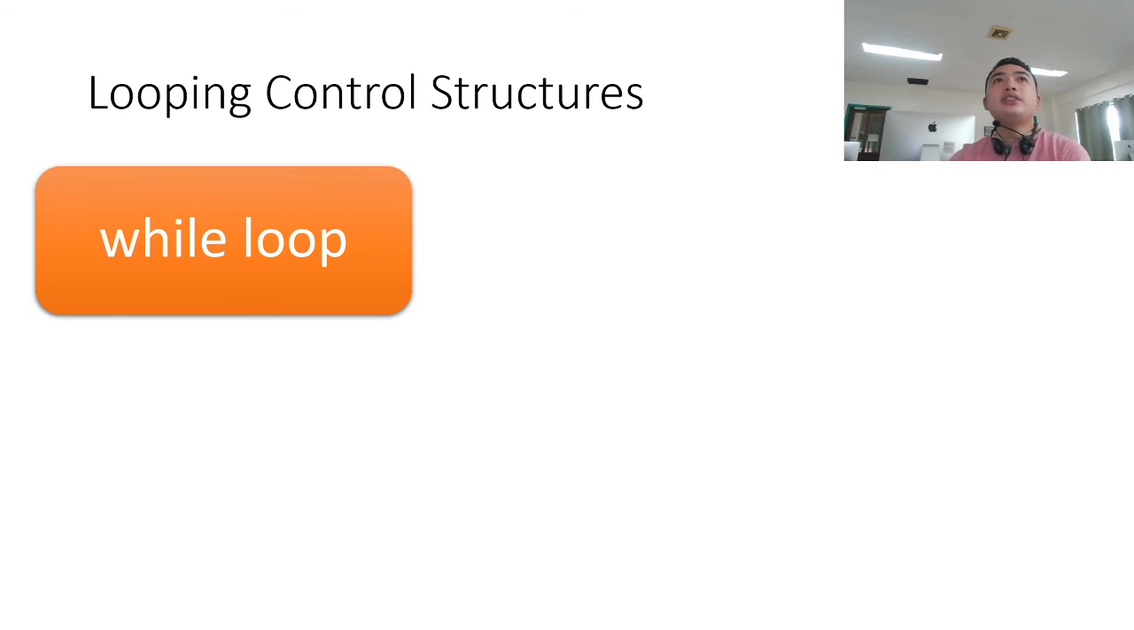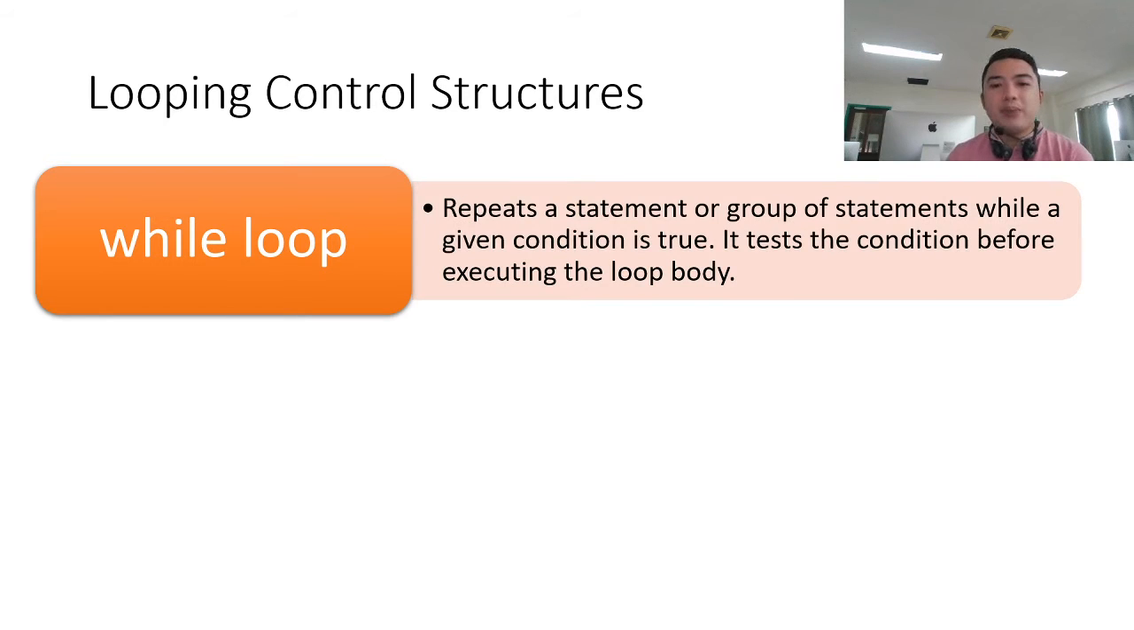There are three types of looping control structures in Java. We do have the while loop. The while loop basically repeats a statement or group of statements while a given condition is true. It still needs to evaluate the condition first. If it is true, it will execute the group of statements. So there must be a condition first, and the condition must be true. When we say condition, it must be a Boolean expression, and the expression must only result in either true or false.